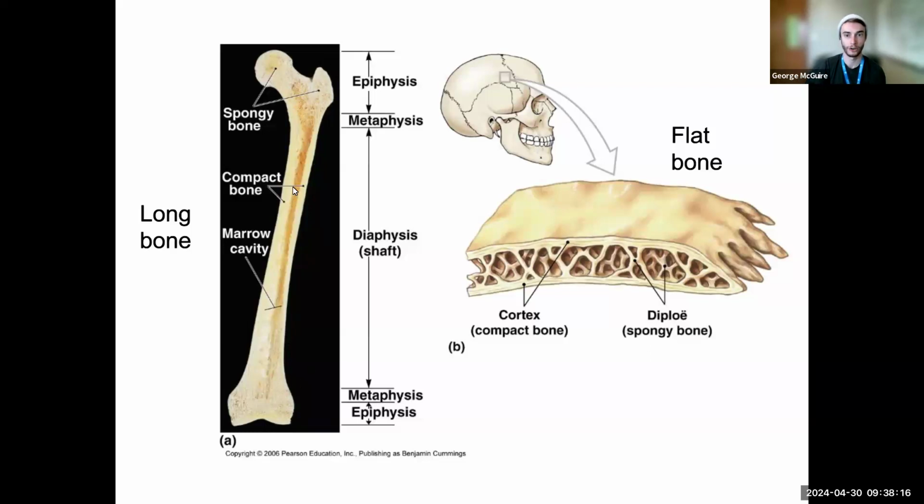Flat bones don't have a large marrow cavity like our long bones do. Rather, they just have compact bone running around the entire perimeter, and then spongy bone filling up the space in between. And then similarly, there would be bone marrow in between all that spongy bone in that space.